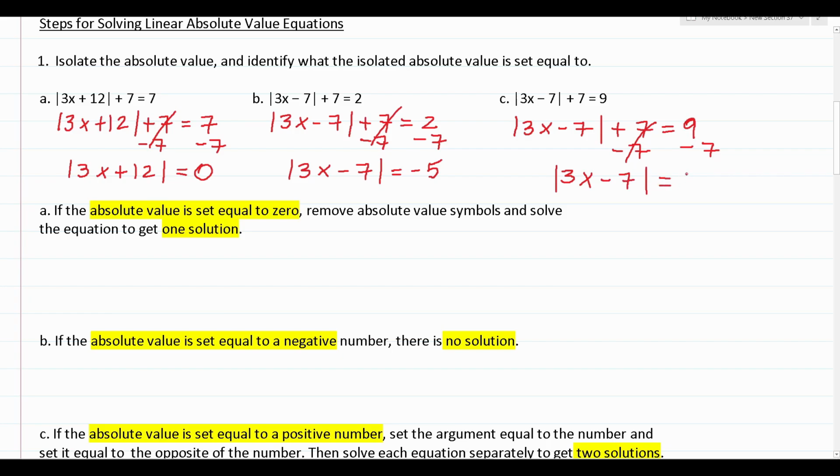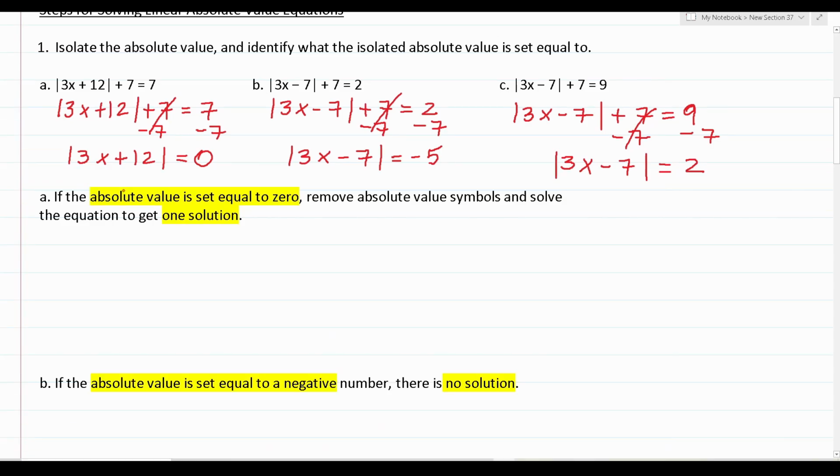9 minus 7, of course, is 2. So in this case, we have our absolute value by itself, and as it happens, it's set equal to positive 2. All right, so now that we've isolated our absolute values for each of these and saw what they were set equal to, let's take a look at these additional rules.